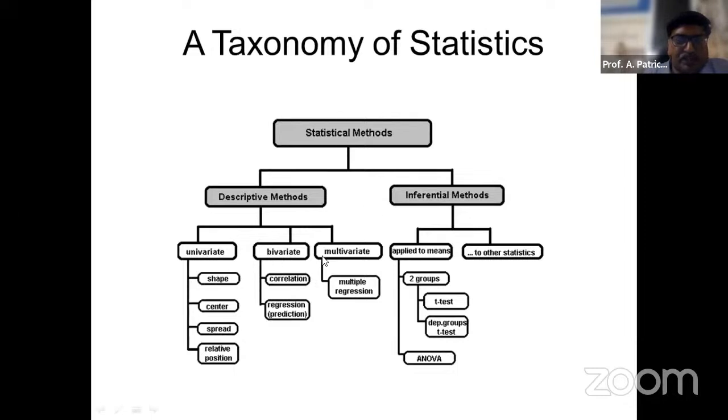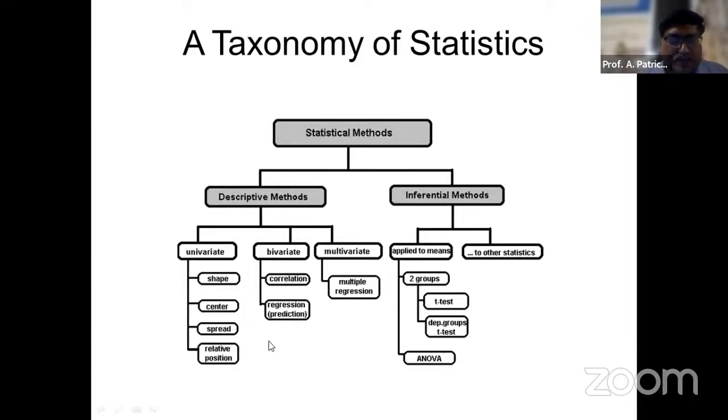Now I also told you these three words: univariate, bivariate, multivariate. I'm talking about the shape of the curve. I'm trying to find a single value which describes the entire data. You call it a measure of central tendency. It can be a mean, a median, a mode, a standard deviation, or a variance. Those things come under univariate. When I say a single value depends on two factors, I call it bivariate.